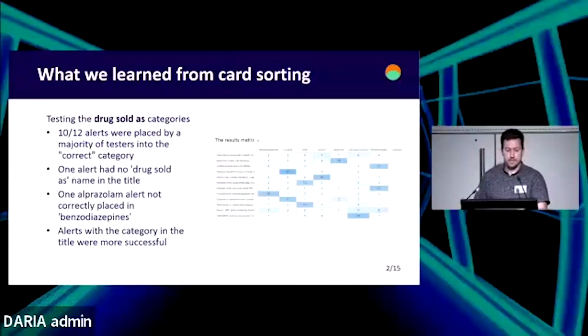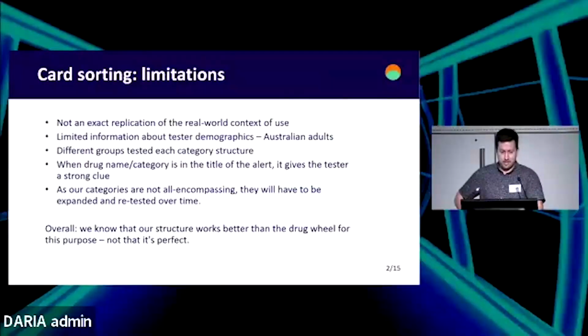Testing the drug-name categories, 10 out of 12 alerts were placed by a majority of testers into the correct category, with a couple of challenging ones. Although it makes sense that if you're asked to categorize an MDMA alert, you would put it in a category that says MDMA. So this has to be taken with a pinch of salt. It's not an exact replication of the real-world context of use. If you're looking for a drug alert because of something you've heard about, you're probably not going to start with the titles of the alerts. You're just going to follow a system to try and find information you might be interested in.